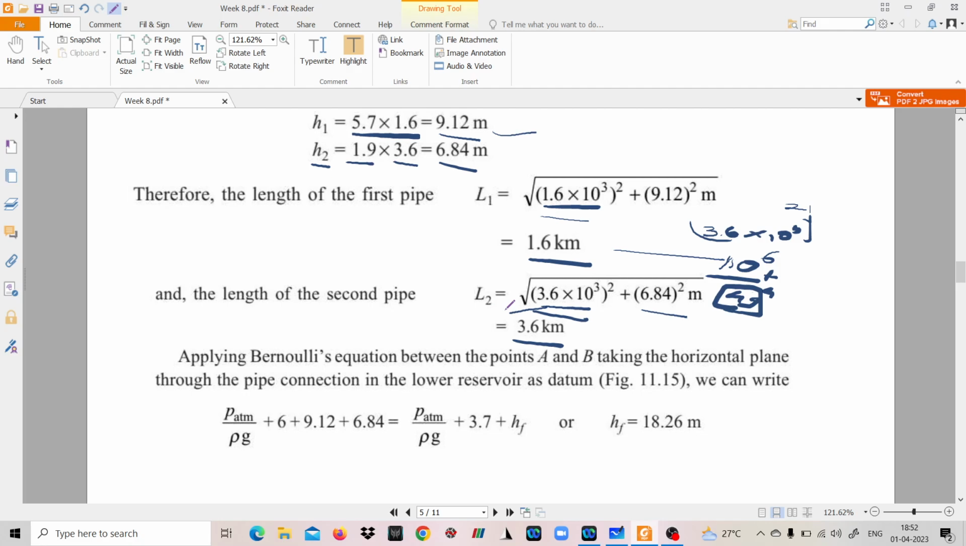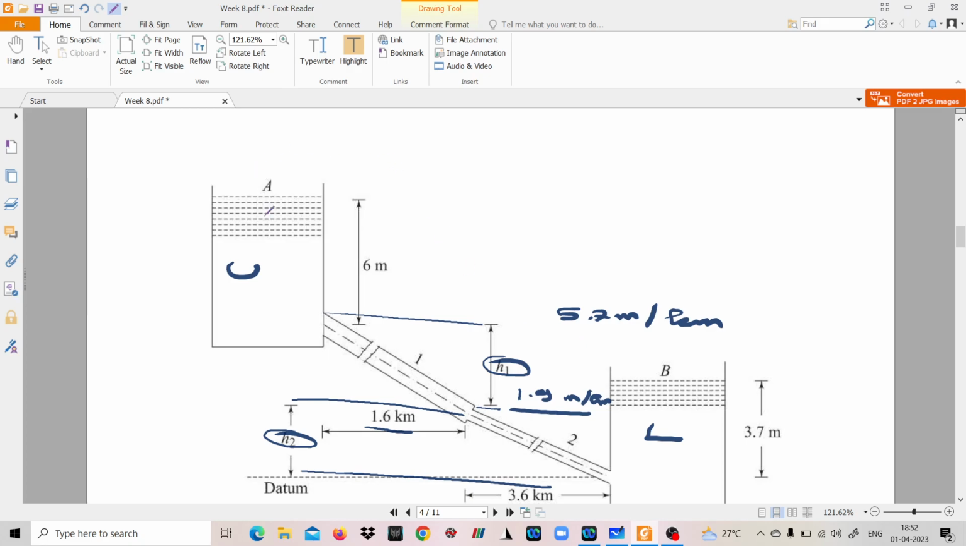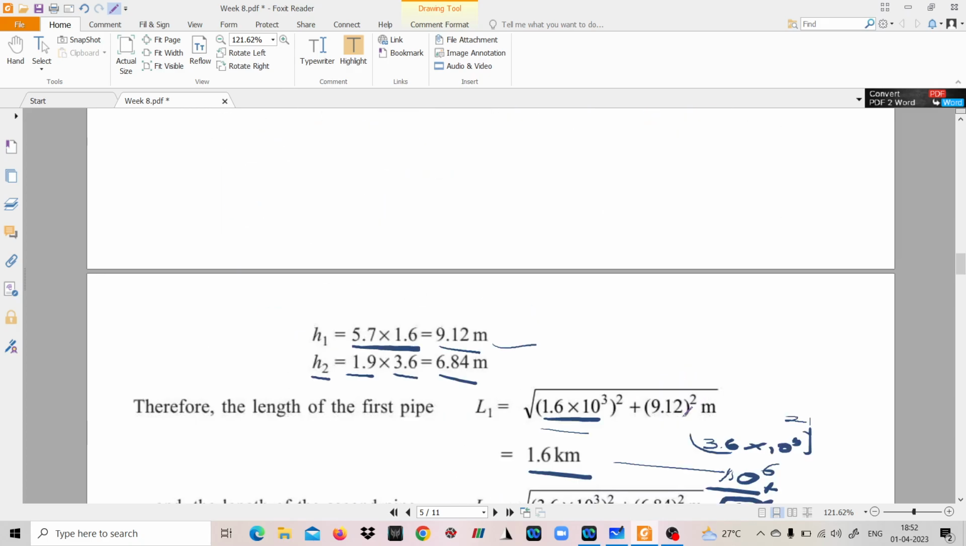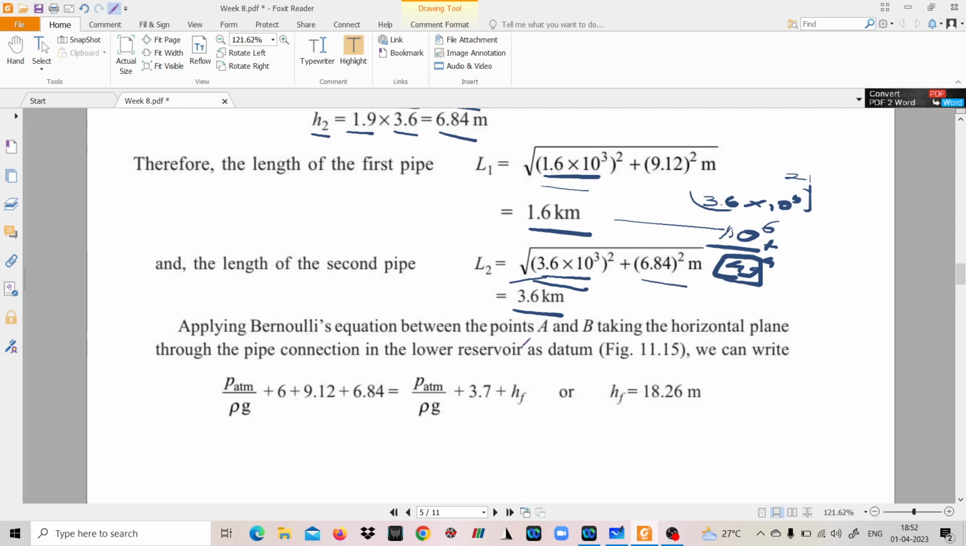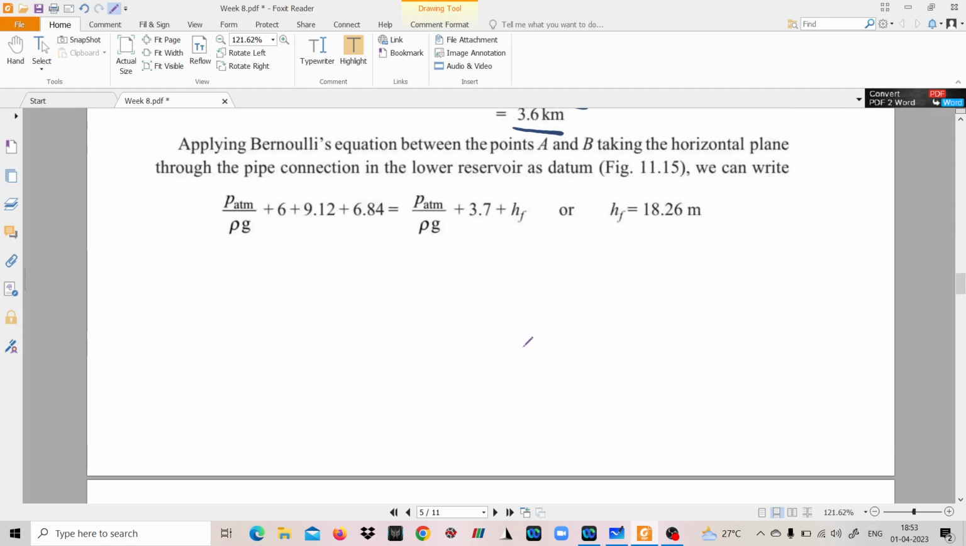Now you have to take 2 points A and B. A is basically on the free surface of the upper reservoir, B is the water surface elevation or free surface of the lower reservoir. Now if you take these 2 points A and B and apply Bernoulli's equation between them, then see what the pressure is. It is written P atmosphere by rho g, but if you take the gauge scale, then this term is directly 0. Or if you take the absolute pressure scale, then these two terms will get cancelled. So that is the first pressure.